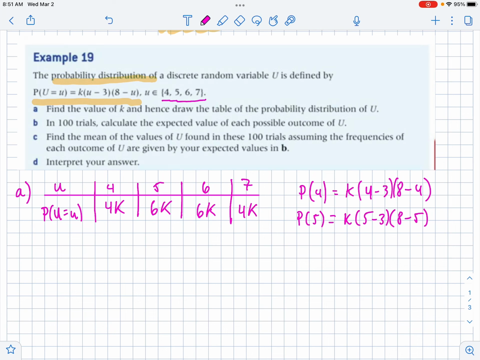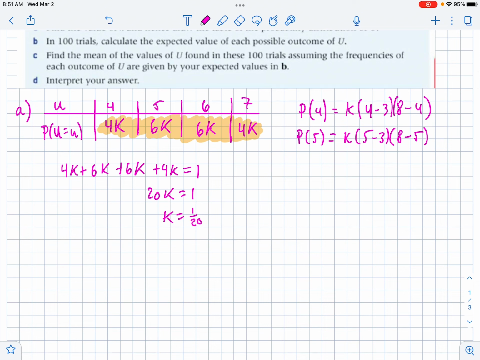Now, you might be looking at that and thinking, well, I have no idea what K could be. It could be any number. Let's not forget that all of these in any sample space have to add up to 1. So we can figure out what K is by doing 4K plus 6K plus 6K plus 4K is equal to 1. If you add those up, I believe this is 20K equal to 1, so K is equal to 1/20th.